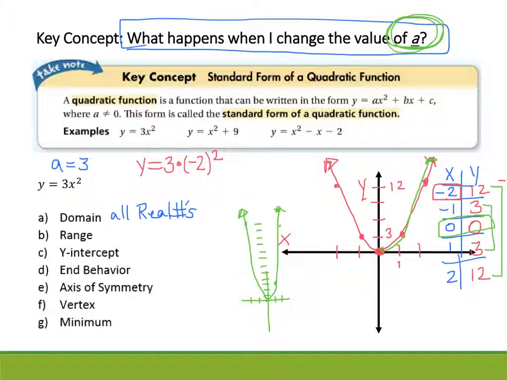Okay. So in this case, the range of my function is pretty easy to see. My minimum value is 0. My vertex then is 0, 0. And my axis of symmetry would be x equals 0, just as in my previous function. So let's draw in the axis of symmetry so you can see it a little bit better. So there it is. It's x equals 0.